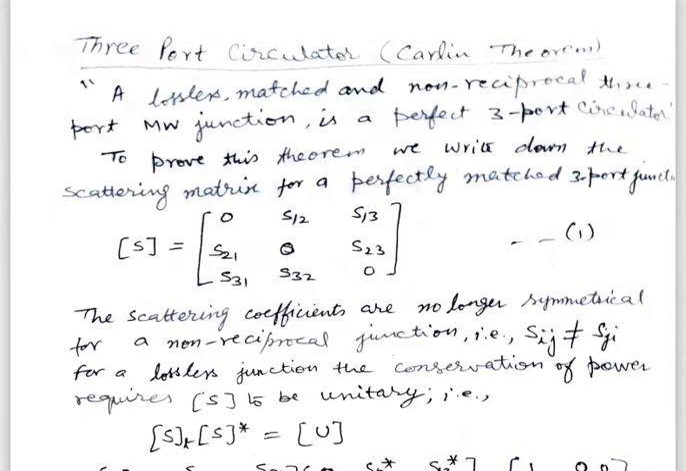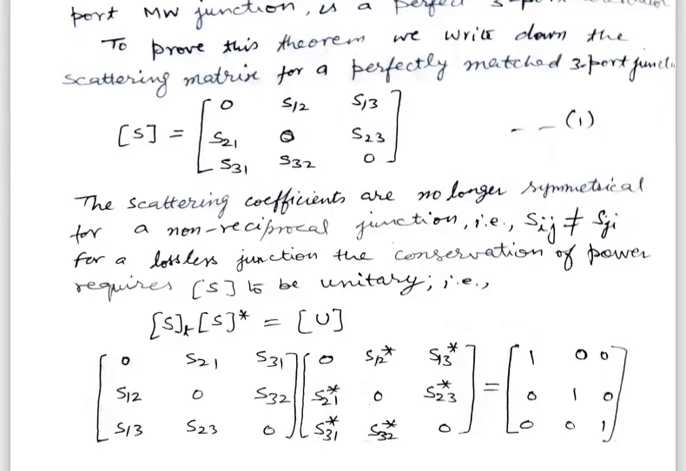Now we will discuss the principle of design of a 3-port circulator. So here we will mention the Carlin theorem. The statement of the Carlin theorem is that any lossless, matched and non-reciprocal 3-port microwave junction is a perfect 3-port circulator. To prove this property, we will write down the scattering matrix of a 3-port microwave junction, which is shown in equation number 1, in which the scattering coefficients S11, S22 and S33 are considered 0.